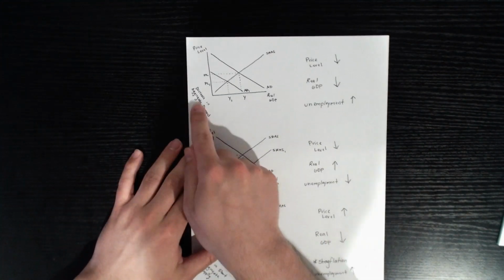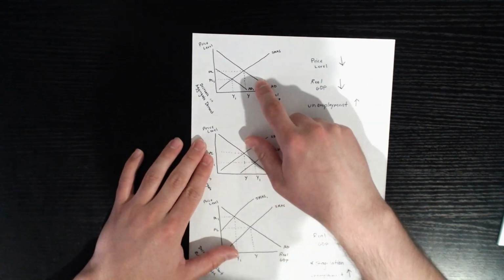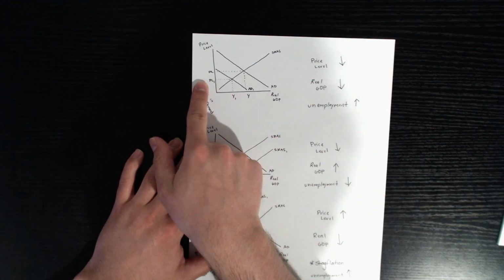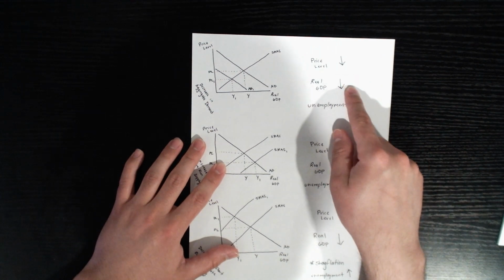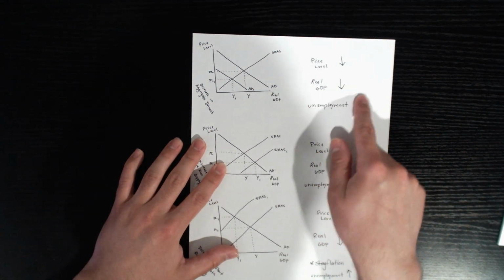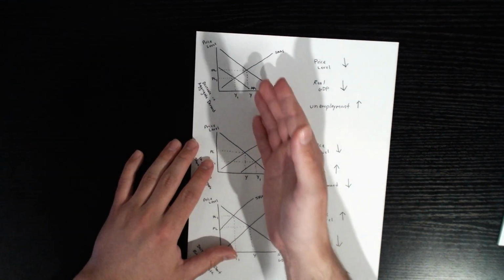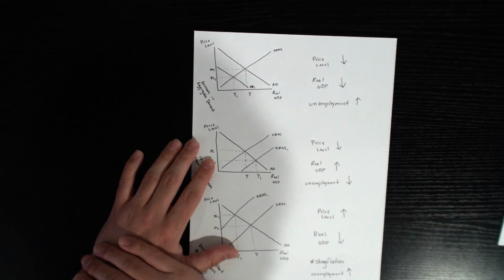Next scenario is a decrease in aggregate demand. So we're going to shift the aggregate demand curve to the left right there. You can see that the price level has gone down and real GDP has also gone down. And since real GDP has gone down, unemployment will go up. There's less aggregate demand, so the thing that could cause that is less spending in our economy.